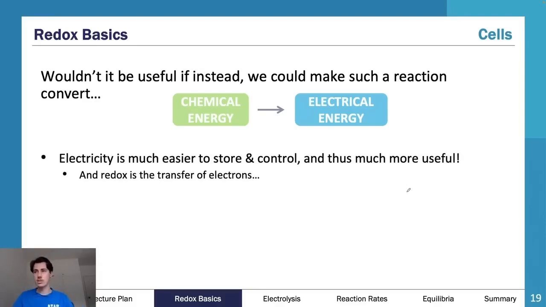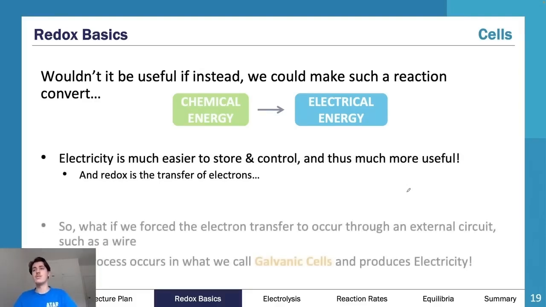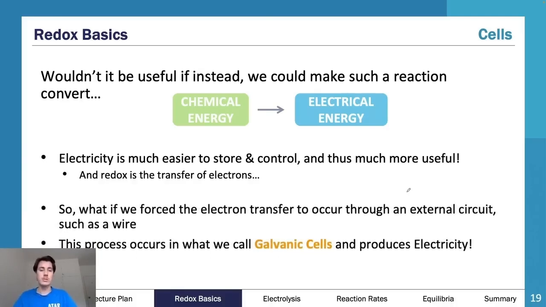Redox is essentially the transfer of electrons. So if we force those electrons through a wire, instead of allowing them to react directly in a single environment, we can force the transfer to happen through a wire. We can connect things with wires and say, hey, react, but the only way you can do it is if you send your electrons through this wire. By sending the electrons through the wire, we essentially get electrical energy. That's how current forms, that's how voltage forms, and that's how we get electricity.